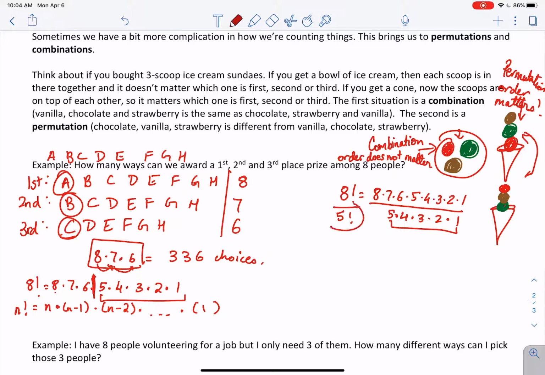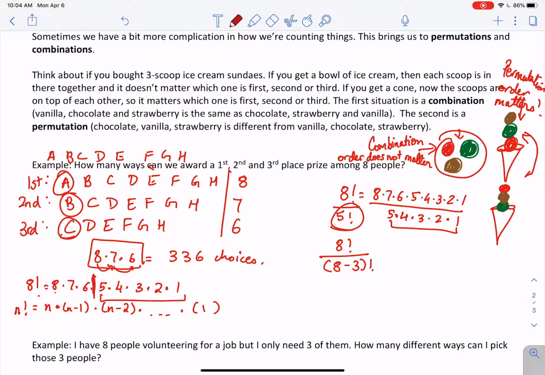Now, where do I get 5 from this situation? Because I talked about 3 places and 8 people. Well, 5 is what is left over after we pick the people who got the medals. Right? So after I pick the 3 people who got medals, I have 5 people left. So this is really 8 factorial divided by 8 minus 3 factorial.